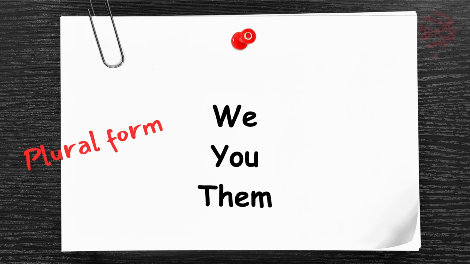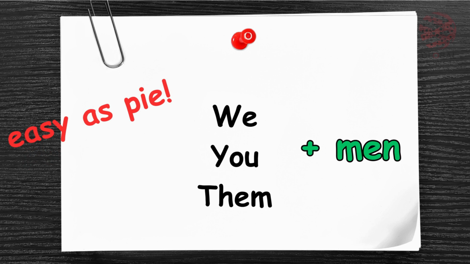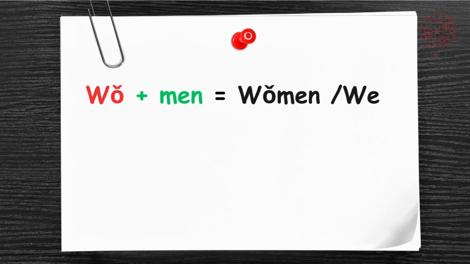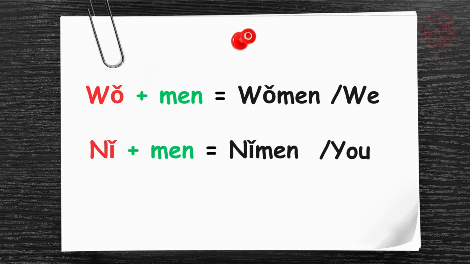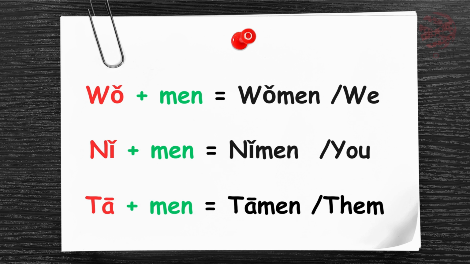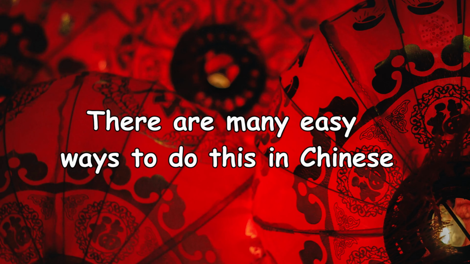Now let's see how we say words in the plural form like we and they. It is very easy. At the end of these words, add 们 to make these plural. 我, add 们, create a new word. 我们, it means we. 你, add 们, it means 你们, you. 他们, it means they. There are many easy ways to do this in Chinese. You will learn them in advance.